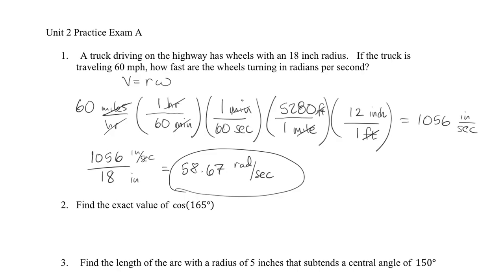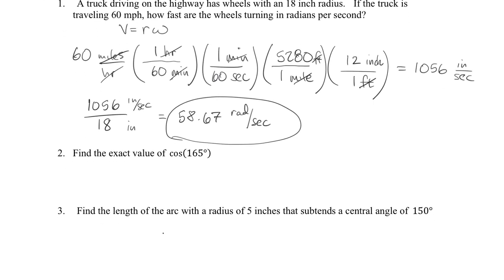Question number two, find the exact value of cosine 165. So typically when we've found the exact value of a trigonometric function, it has been on a unit circle. 165 degrees is not one of the special angles on the unit circle. So what needs to happen here is using one of the identities learned in unit 2, either the double angle, the half angle, or the sum difference formulas to convert cosine of 165 into a different expression.